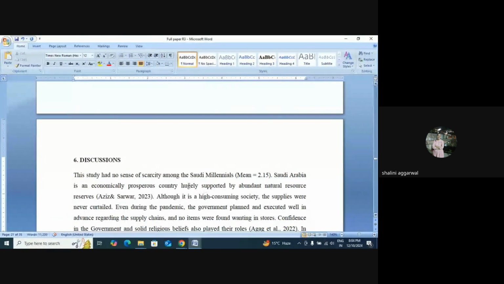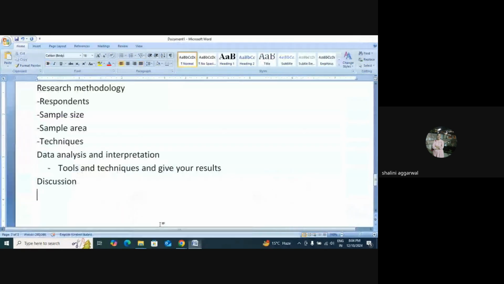Okay, so what do we write in discussion? This is another important part of a paper. In data analysis you have elaborated the results. In the data analysis part we elaborate the results, but in discussion we give a brief overview of the results and compare it with previous studies.